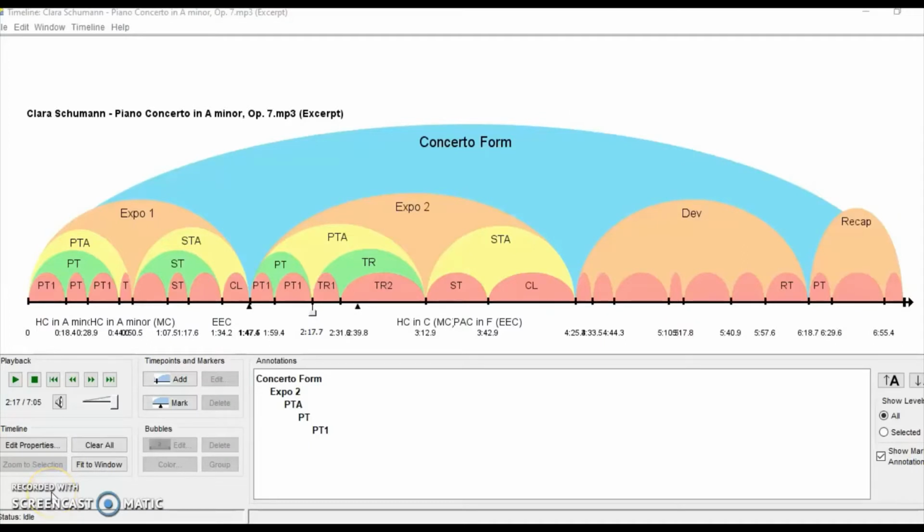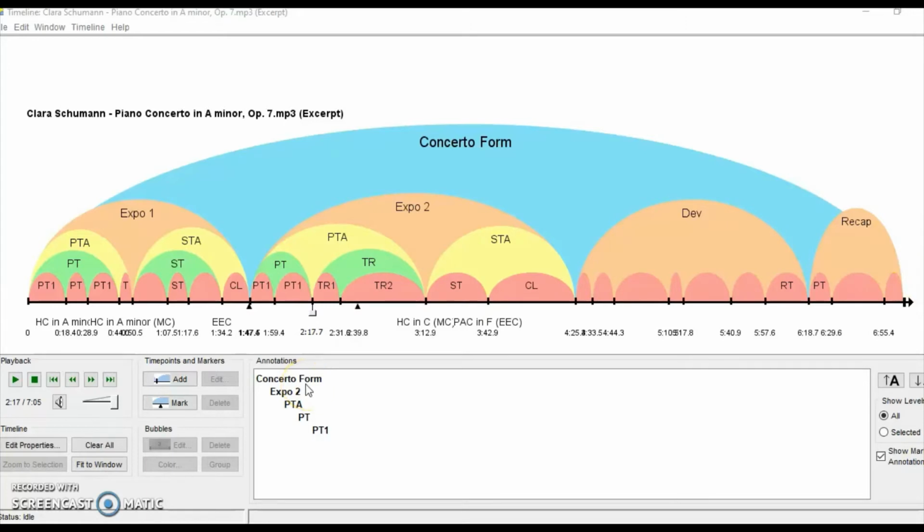Alright, now that we know the basics of concerto form, let's take a look at a real-life example. This is Clara Schumann's Piano Concerto in A minor. As you can see, it follows the basic format of concerto form. We have our first exposition, played by the orchestra, and the second exposition, which is longer, played by the soloist, in this case on the piano. We have our development and our recapitulation here.